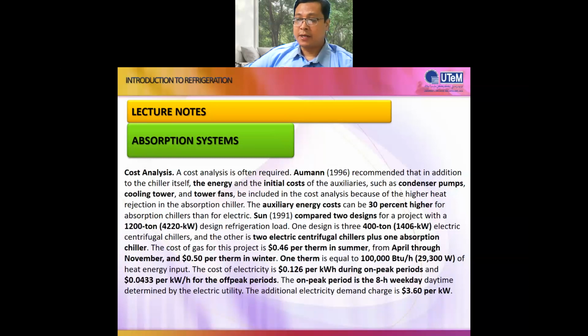So the price in the summer, their cost is around zero. This one is in cents, yeah, in cent dollars. So 46 cent dollar per therm in summer. Therm means, sorry, therm will be explained as.